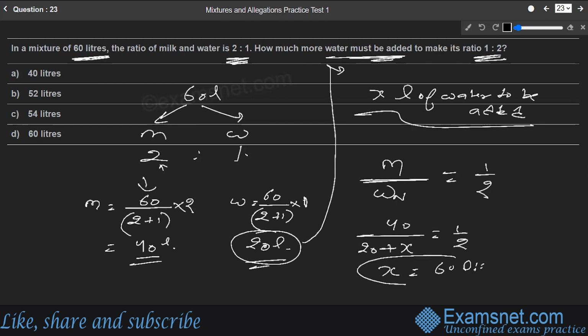So if you add 60 liters of water to the original mixture, the ratio of milk to water will change to 1 is to 2. So the right answer is x equal to 60 liters, which is available in option number D, and is the right answer.